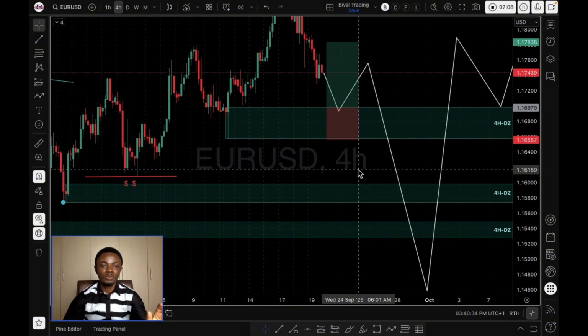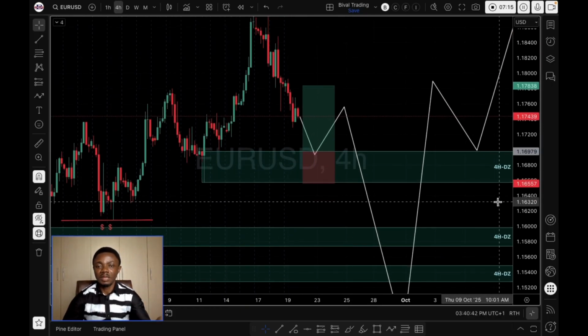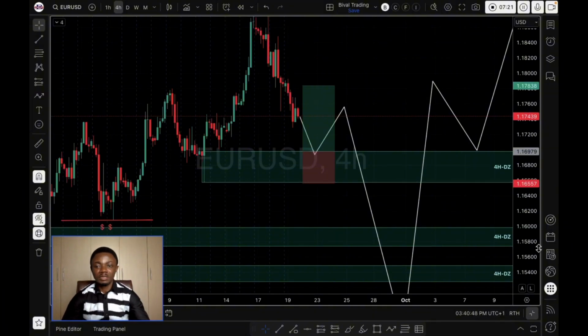Okay, make sure you mark your zone ahead. Once price trades into your zone, then you enter your trade without any hesitation. You don't know the particular zone that will work, you don't know the one that will not work. Most important thing is to follow your trading plan. All right, now let's look at the next pair.